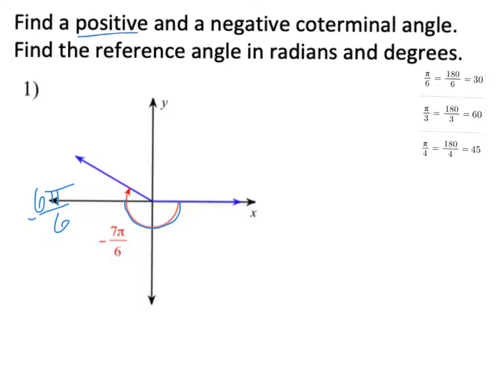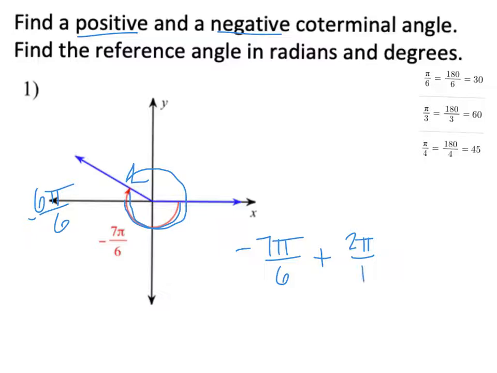So if you want a positive and a negative coterminal angle, let's do the positive coterminal angle first. There's a couple things you could do. To get back to it, we're going to have to go all the way around in a circle. So we are going to have negative 7 pi over 6, and we are going to have to add 2 pi to this.